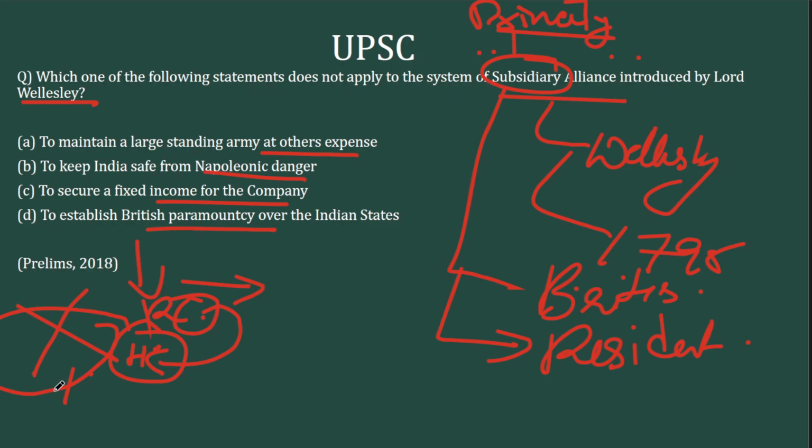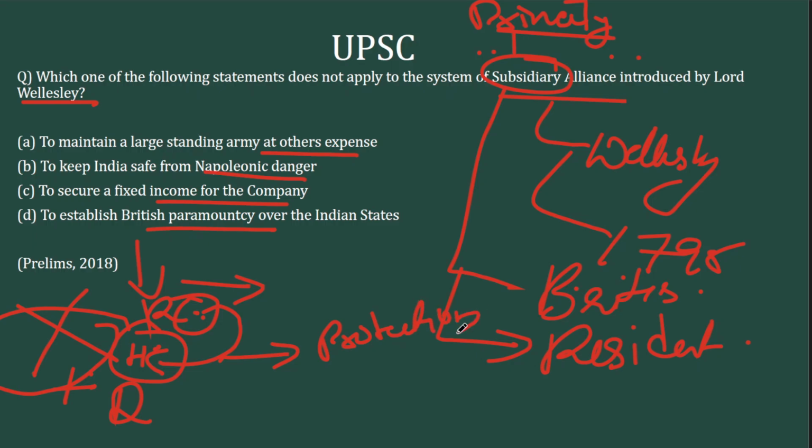Plus, the diplomatic relations of the state will be controlled by the British so that they cannot establish relations with any other external state or power, especially foreign powers like the French. So which means complete control over the system is taken by the British, and this will happen at the expense of the Nawab. That's the system. So what does the Nawab get in return for this? The Nawab gets protection.